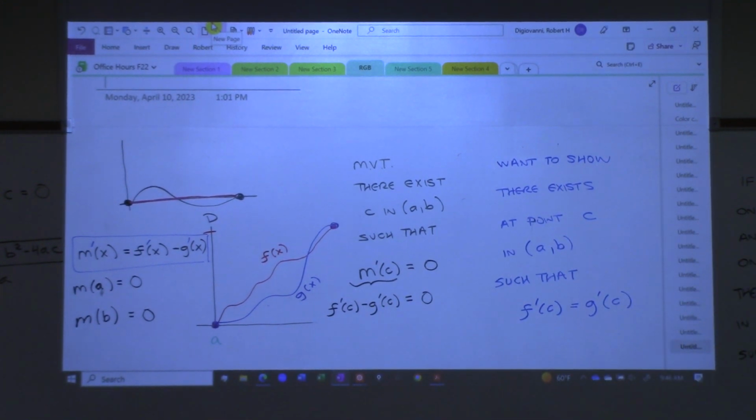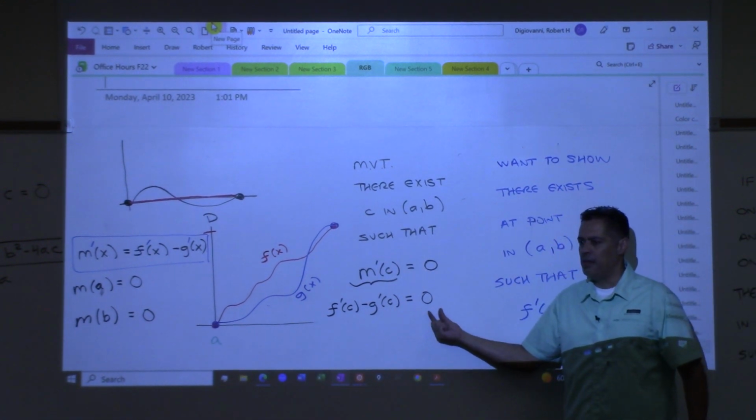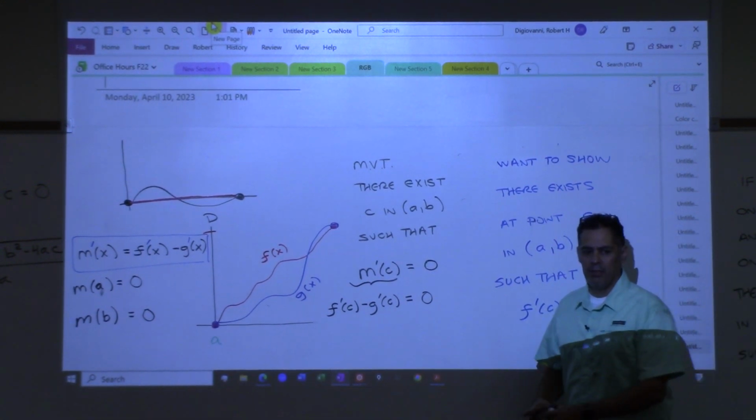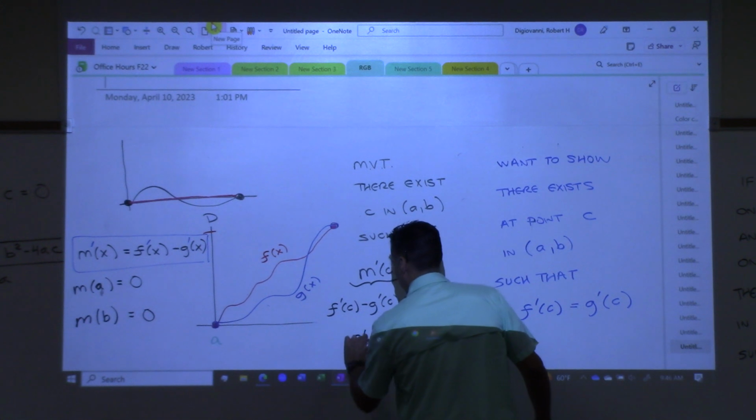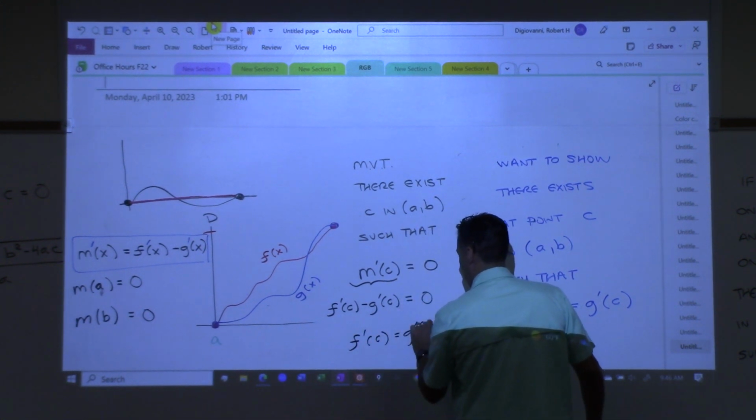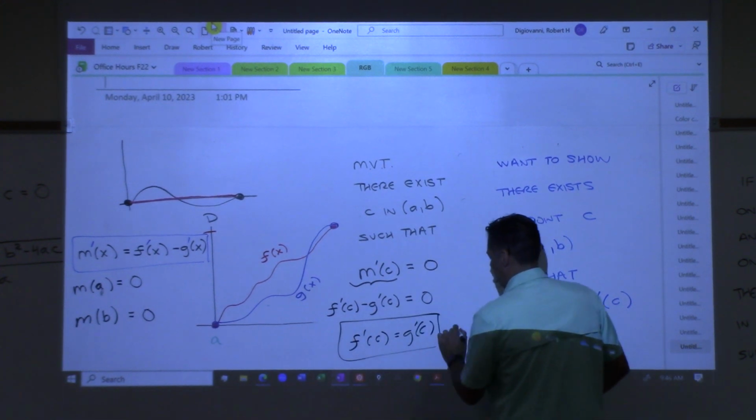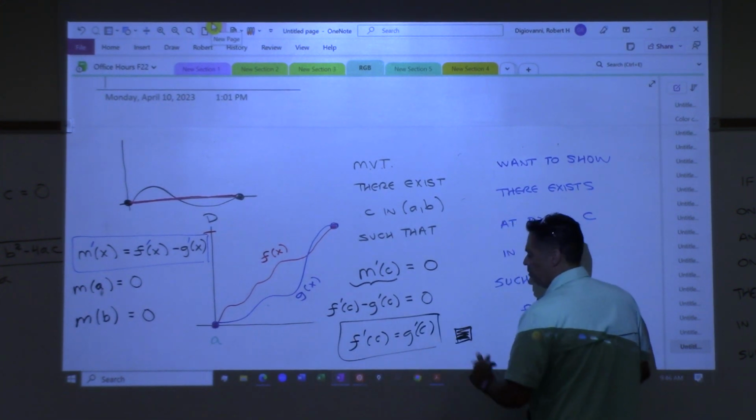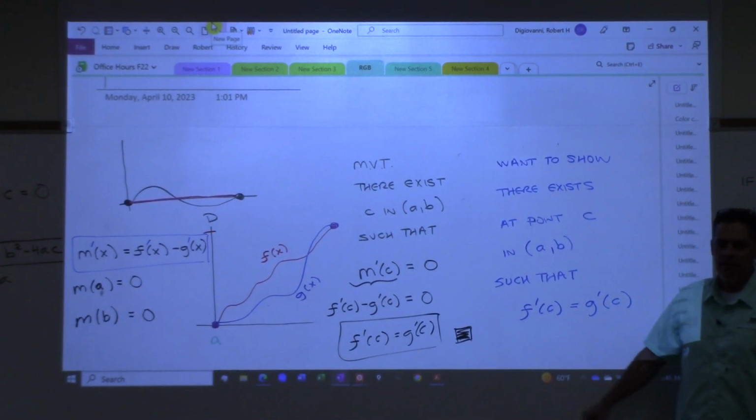Next line, I'm done. What am I going to do? Do y'all see what I'm going to do? Remember what I wanted to show you, right? I'm almost there. What do I do? Yeah, move this to the other side. Add g prime of x. And I'm done. We usually put a box when we're done, when we've shown what we wanted to show.